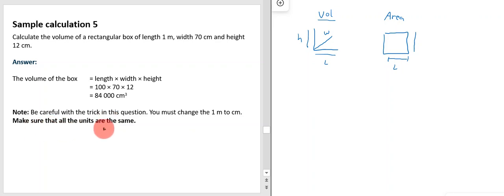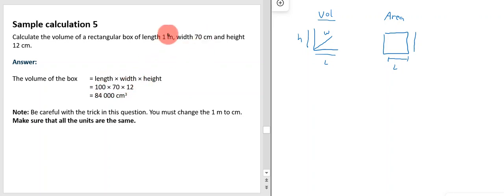So make sure before you start doing your calculations that all of the units of volume you're using are the same units. So don't multiply meters by centimeters. Convert everything to either centimeters or convert everything to meters. So in this case, what we can say is if we want to get the volume, it's length multiplied by width multiplied by height. So we change everything to centimeters.